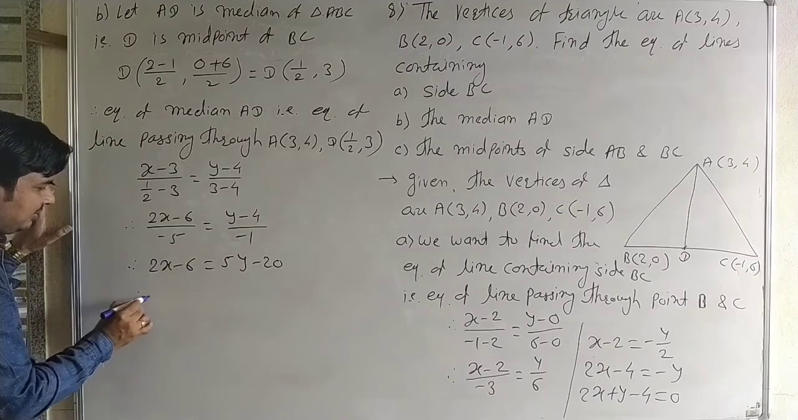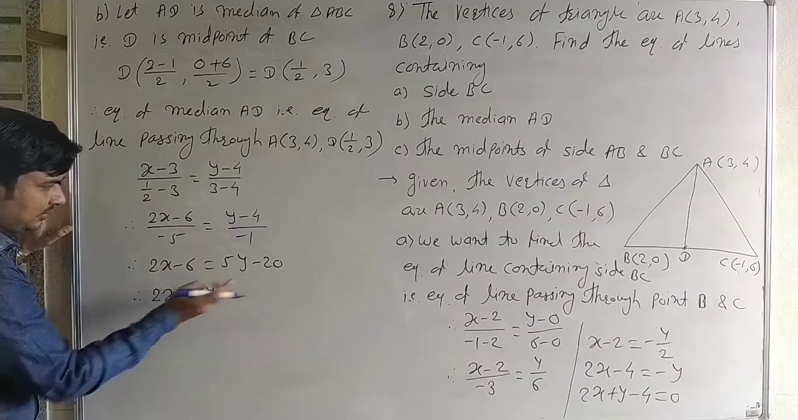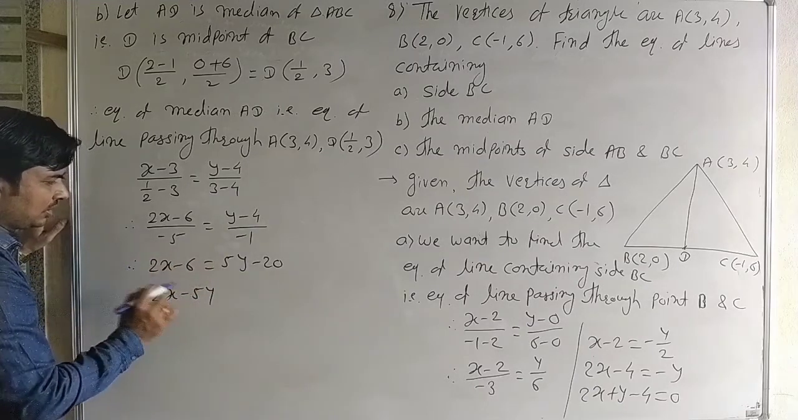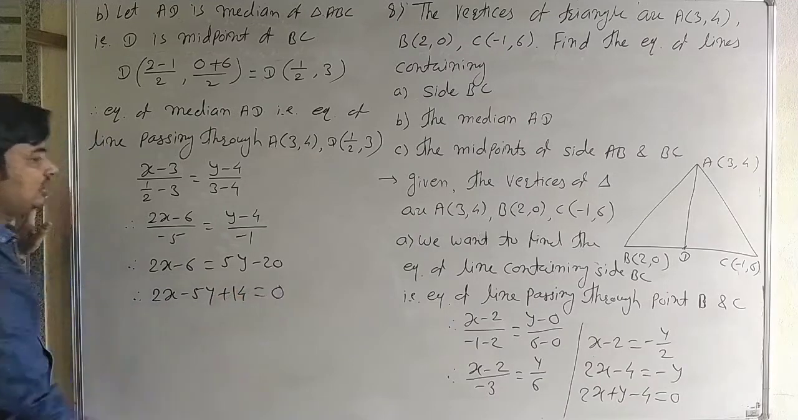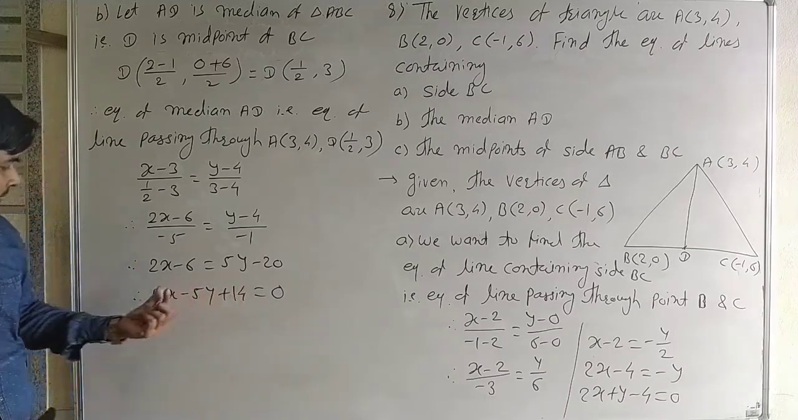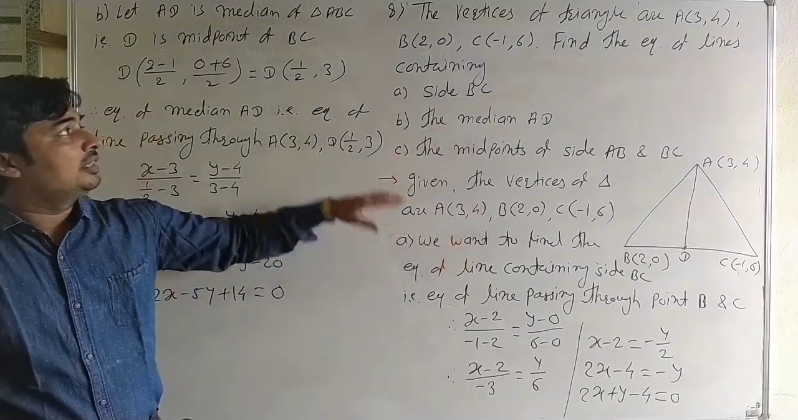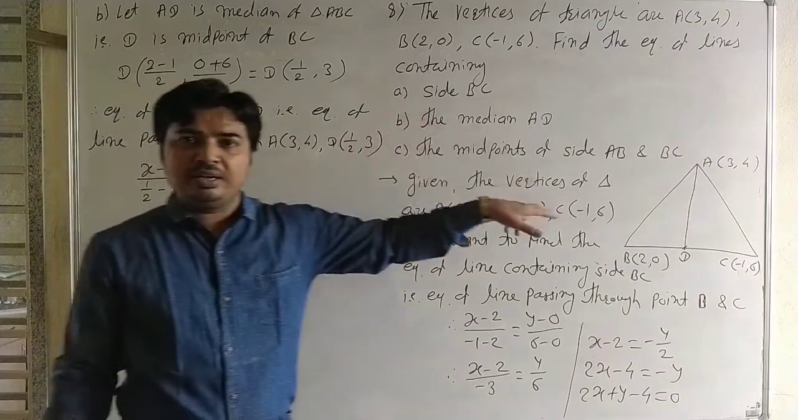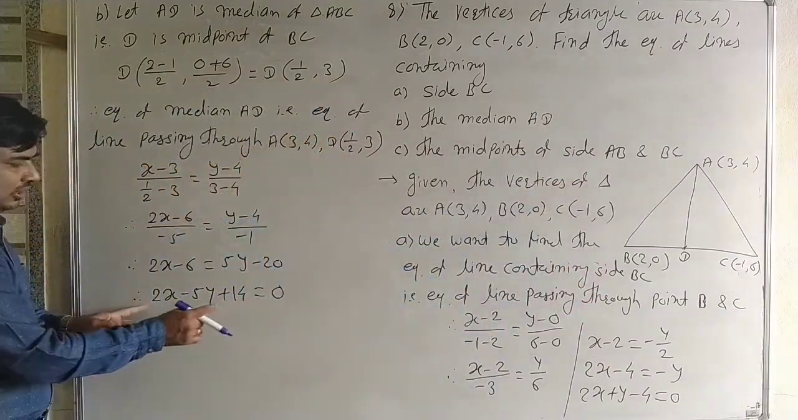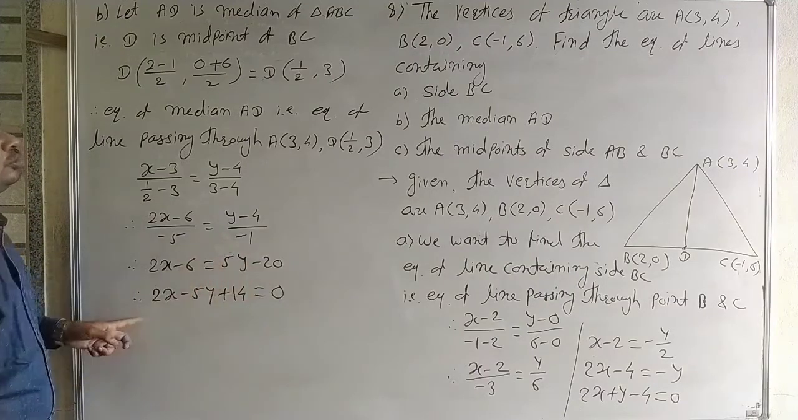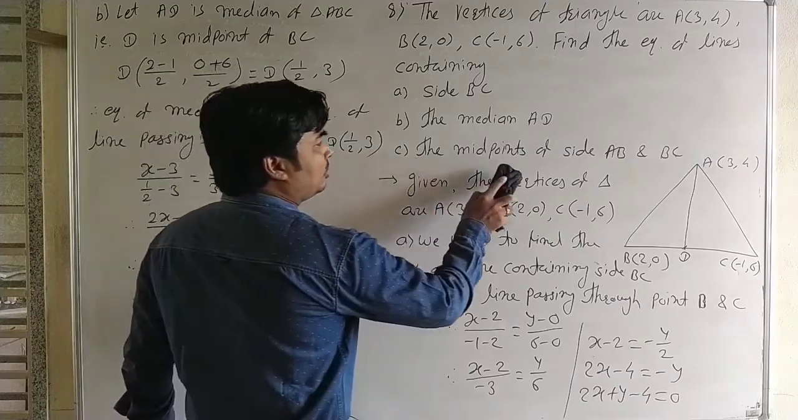And then the last answer: 2x minus 5y, and then 20 becomes plus, minus 6 plus 20, it is plus 14 is equal to 0. It is the required equation, that is the equation of the median AD, the equation of the line containing the median AD. It is 2x minus 5y plus 14 is equal to 0. Now the last question is the midpoints of equation.